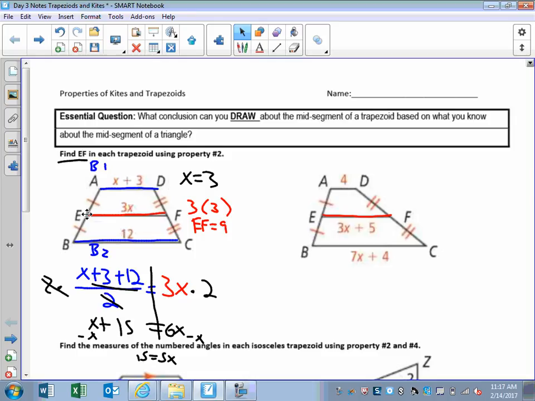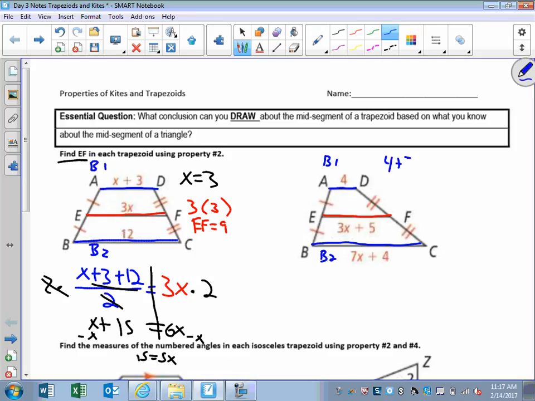Over here, same thing. We got base 1. Down here we got base 2. So to solve for the mid-segment, we need to do the bases added together. So 4 plus 7x plus 4 divided by 2 is equal to the mid-segment. The mid-segment here is 3x plus 5. Again, we got a fraction with 2 in the denominator, so we have to multiply by 2. Have to multiply this whole thing by 2.